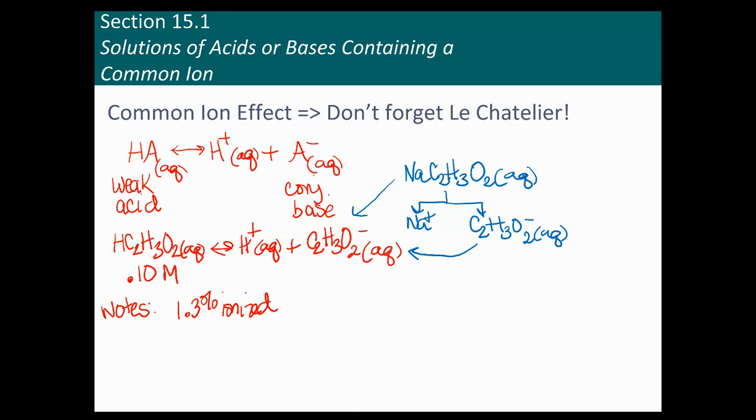Don't forget our friend Le Chatelier's. What he says is that if we have a system in equilibrium, so the weak acid in equilibrium with its conjugate base, and now we mess up that equilibrium by adding something, this will definitely shift away from the added acetate. Okay, and so it's going to shift left.